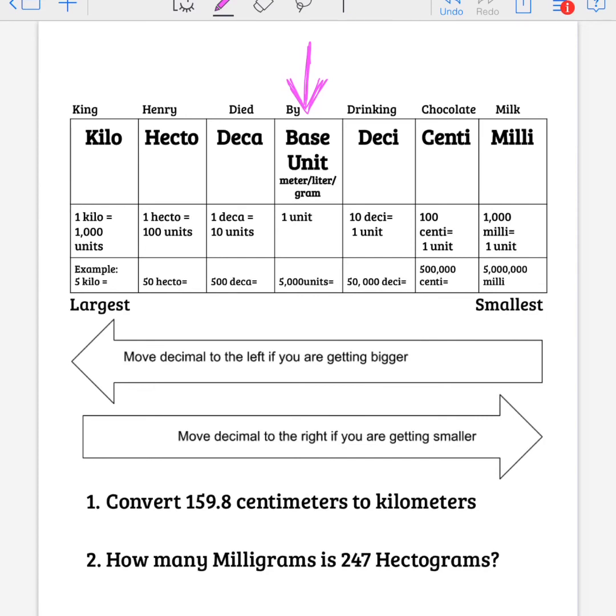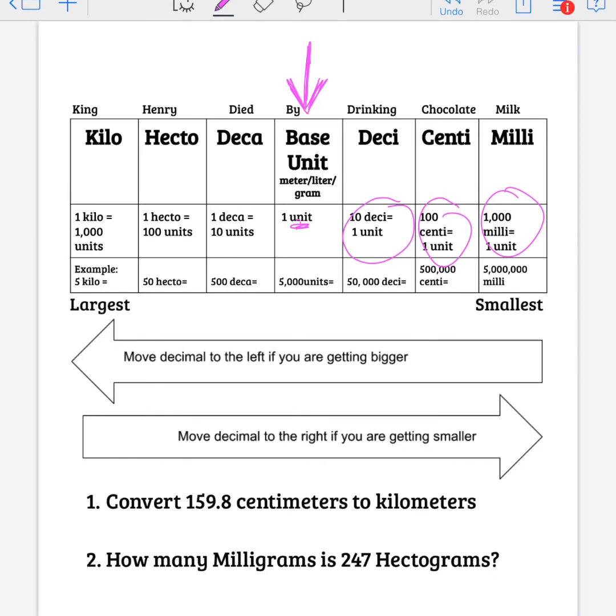So when I say unit right here, you can switch out that word for meters, liters, or grams. Okay, so that means right here, if I'm reading this, let's say we're talking about meters. This just means 10 decimeters equal 1 meter. 100 centimeters equals 1 meter. 1,000 millimeters equals 1 meter. So you're just changing out the word unit for whatever your base unit is.